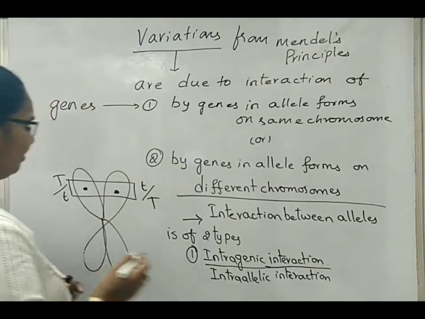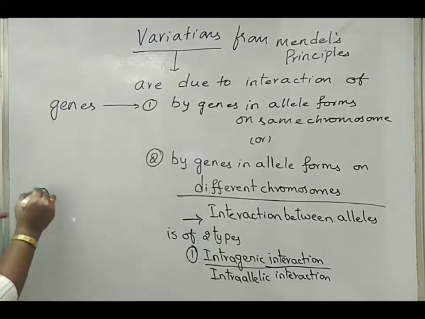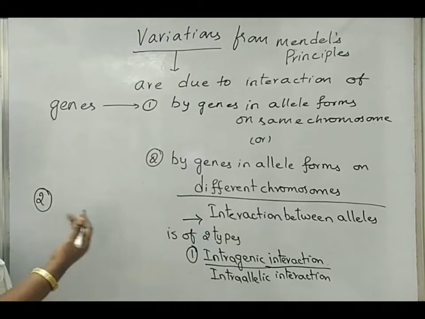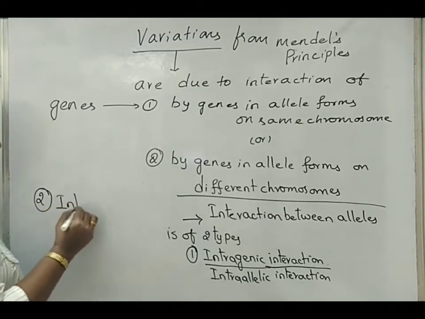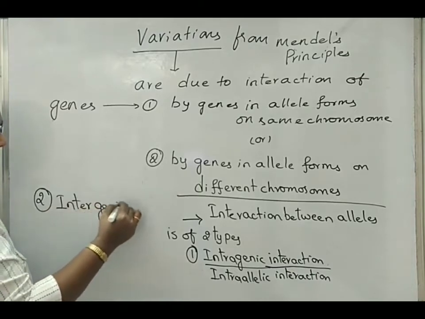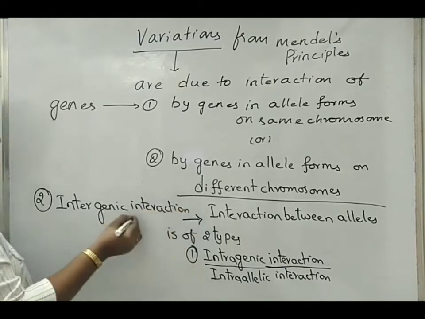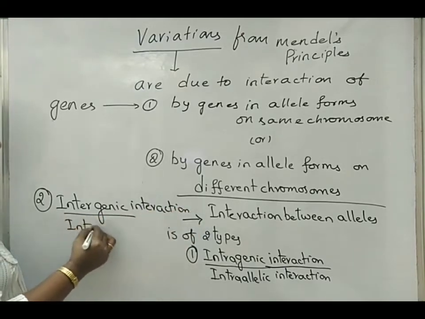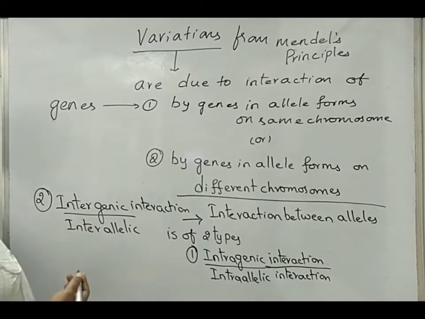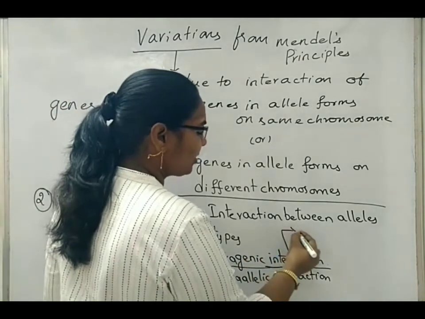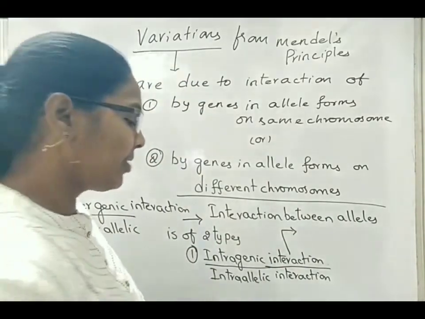Another type is the second type of variations, or what type of interactions means. One is intragenic, second one intergenic interaction or interallelic interaction. So here what are the examples that we can study under intragenic interaction or intraallelic interaction?